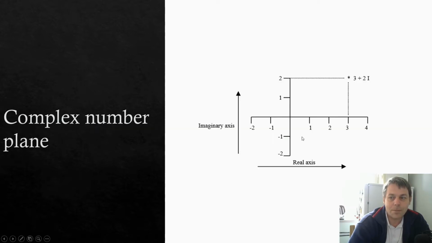Now we can plot complex numbers on a complex number plane. So we have the real axis and the imaginary axis. So if we have the complex number 3 plus 2i, we have 3 on the x-axis and 2 on the y-axis. So that's the real part of the number is 3 plus 2 lots of the imaginary part.